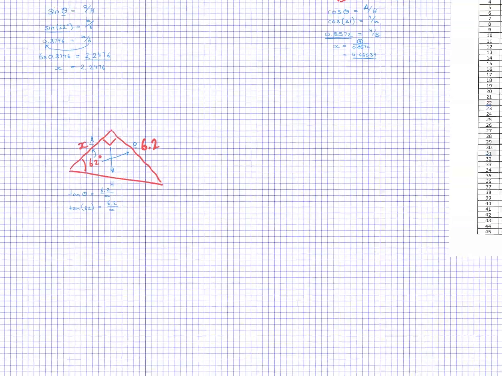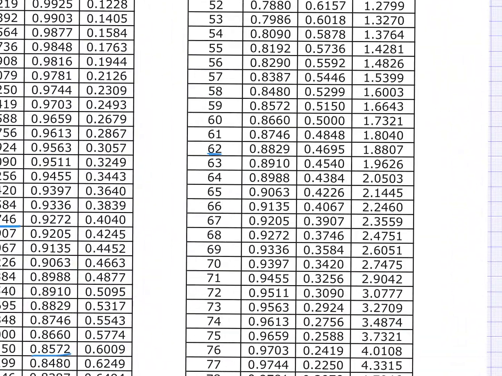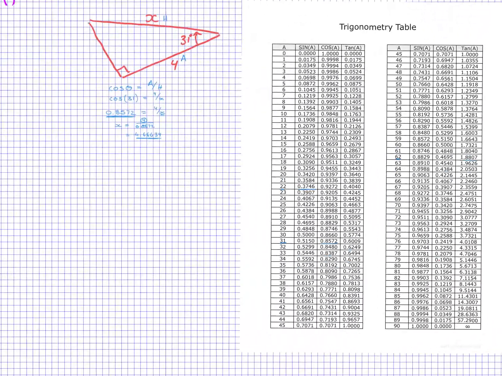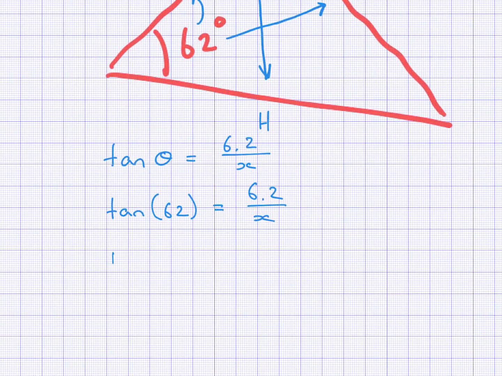So again, we flip back over here to our trig tables. We find 62, right here, and I'm looking for the tan, 1.8807. So I write it in here instead of the tan. 1.8807 equals 6.2 divided by x. So I think to myself, for this to work, I need to divide 6.2 by the 1.8807. So x equals 6.2 divided by 1.8807.